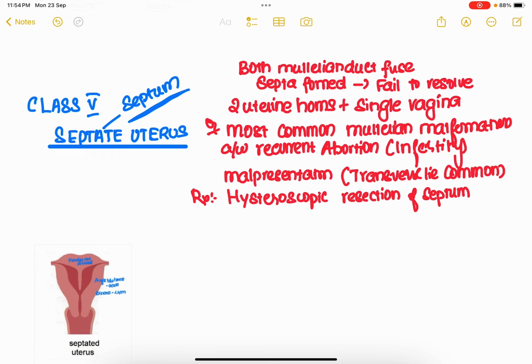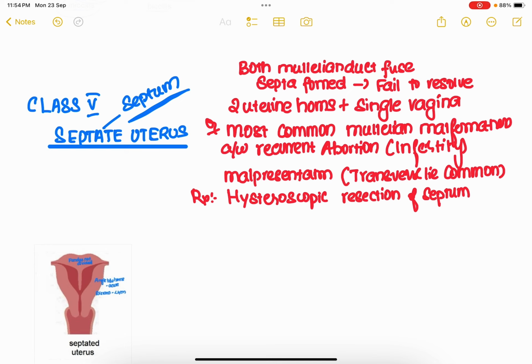Now let's discuss the most common Mullerian malformation, and that is going to be the septate uterus. So this is the most common uterine malformation. We all know that by 10 weeks, both the Mullerian ducts are going to fuse and result in the formation of the septum. And this septum has to resolve by around 20 weeks. Only when the septum resolves by 20 weeks, it is going to result in the formation of a single uterine cavity.